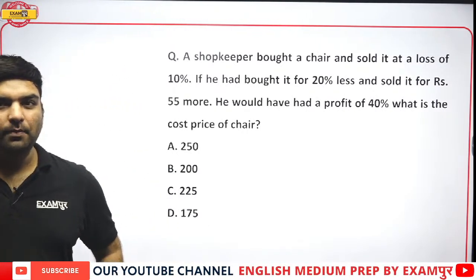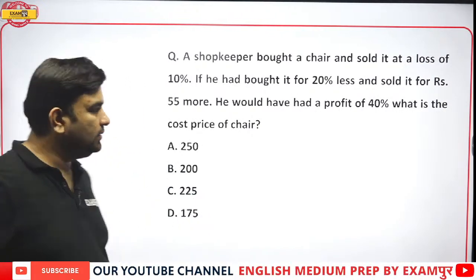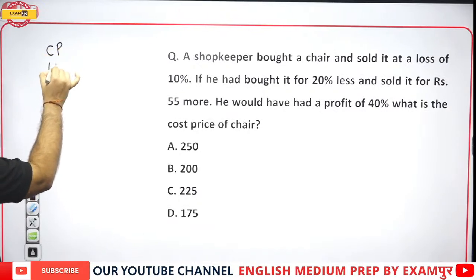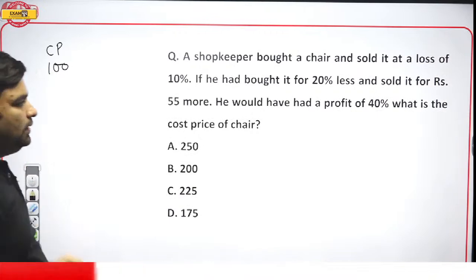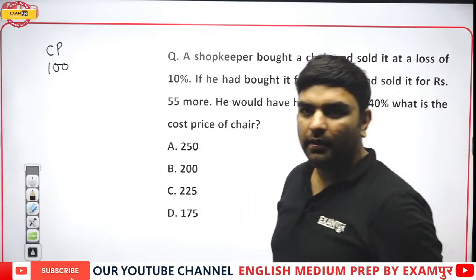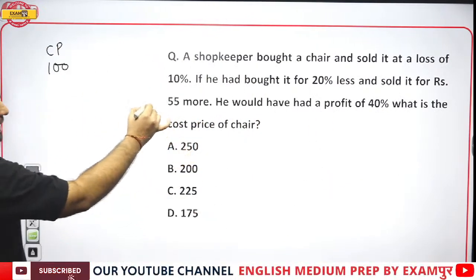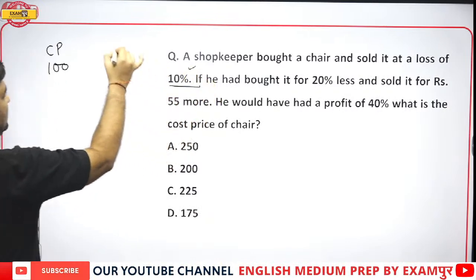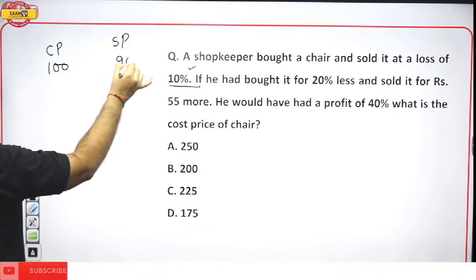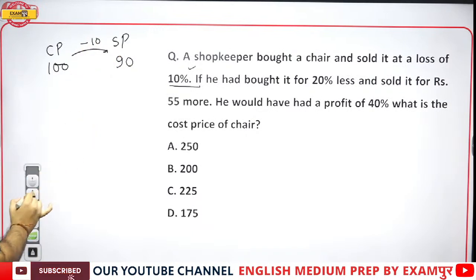A shopkeeper bought a chair and sold it at a loss of 10%. So assume for the shopkeeper the CP is 100. Initially, he is selling at a loss of 10%, so the SP at a loss of 10% is going to be 90.